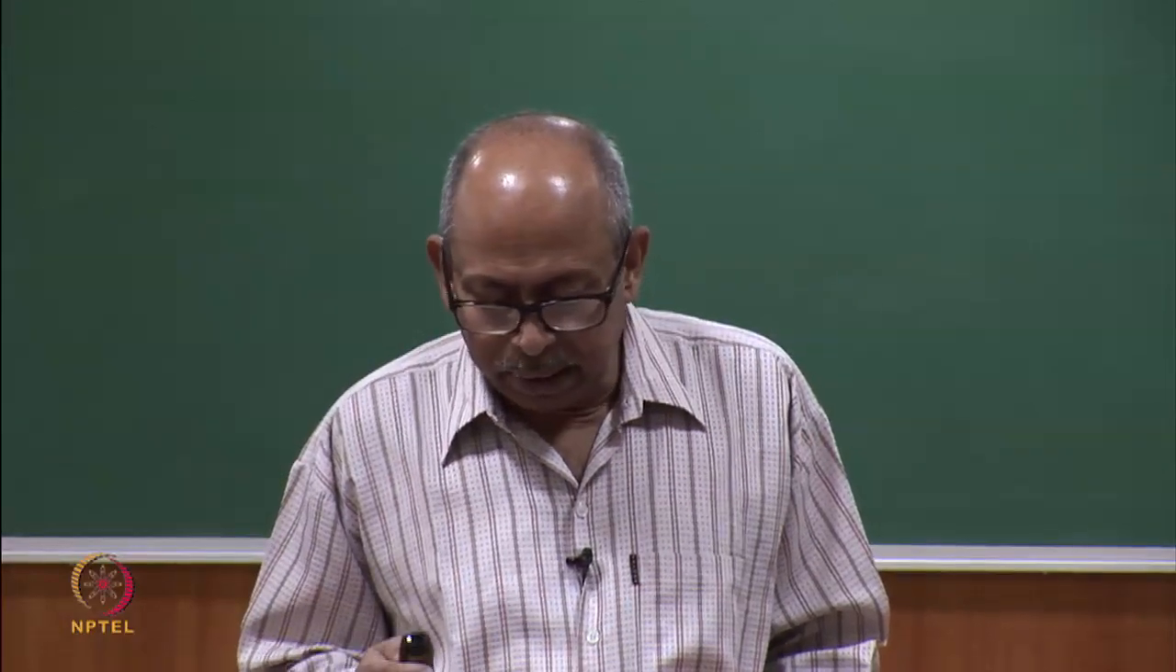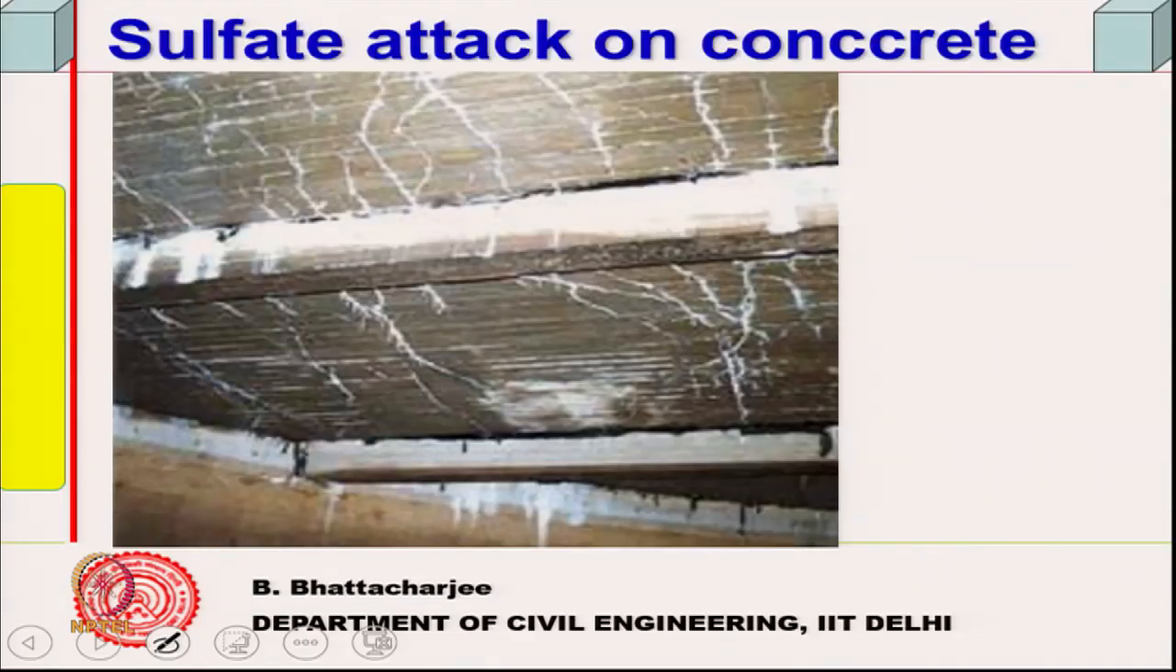Now, next is sulphate attack on concrete. Sulphate attack results in formation of calcium aluminosulphate, as we call it, C3A·CS̄·H2O. These are called ettringite, calcium sulfoaluminate. So, C3A will react with calcium sulphate and form this sort of thing.